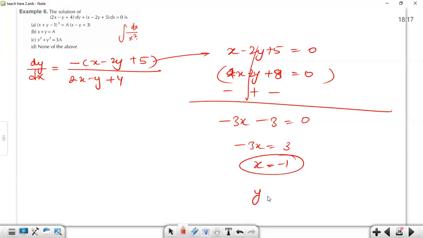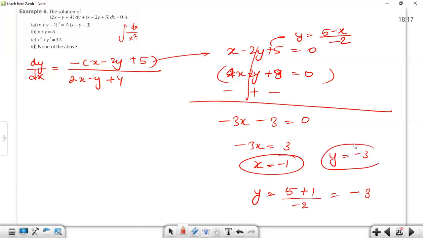Now we'll find the value of y. y can be written as 5 minus x upon minus 2. So 5 minus of minus 1, plus 1 upon minus 2. Have we made any mistake or not? 5 minus x, so this will become 6 upon minus 2, which is minus 3. So y is minus 3 and x is minus 1. Hmm, minus 4 minus 2, this will become plus 2. So these are the two values, and basically this is the intersection point.